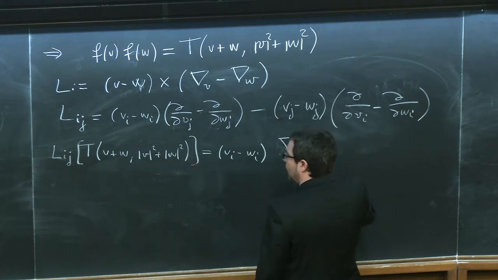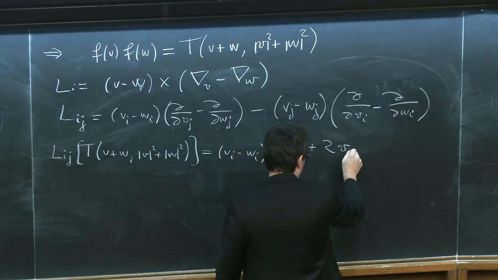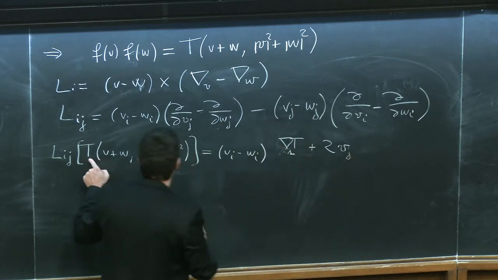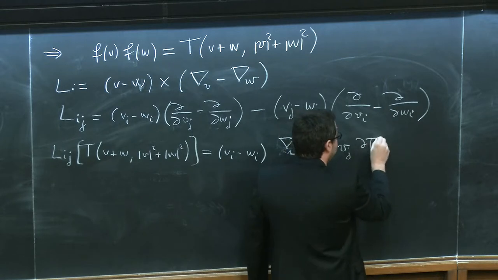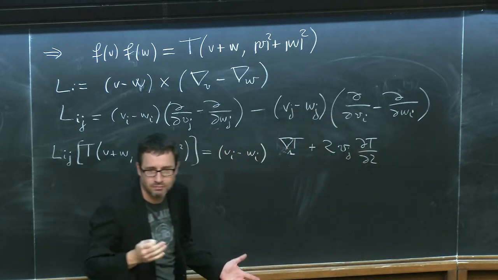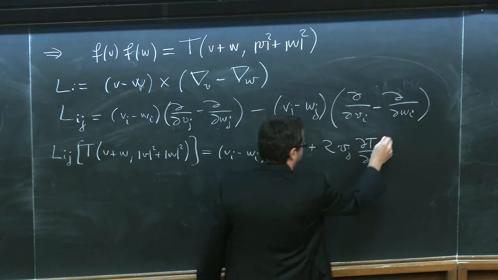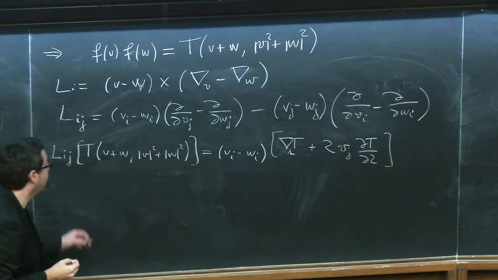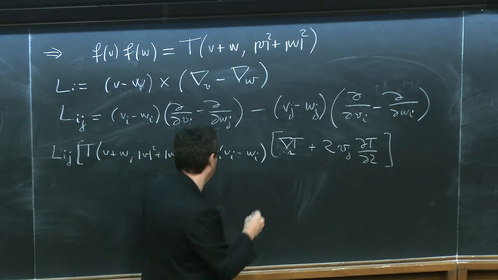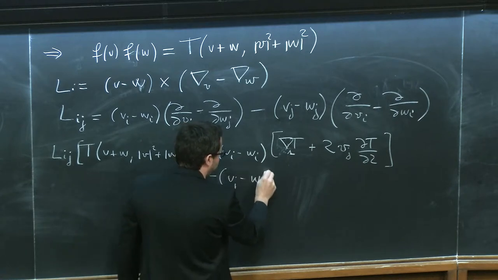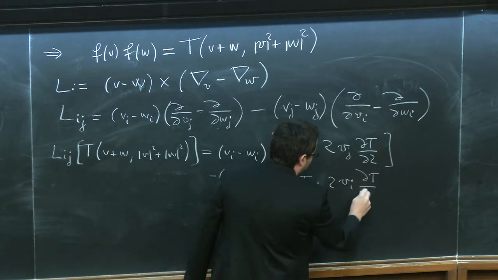plus 2 Vj, sorry, the derivative of t with respect to the second group of variables, which consists of only one variable, and which I called, therefore, dt over d2. I hope that the notation is at least vaguely understandable. Okay? So it's like this. And then I remove exactly the same quantity when I have exchanged i and j. Okay? So (Vj minus Wj) times gradient 1 t plus 2 Vi dt over d2.